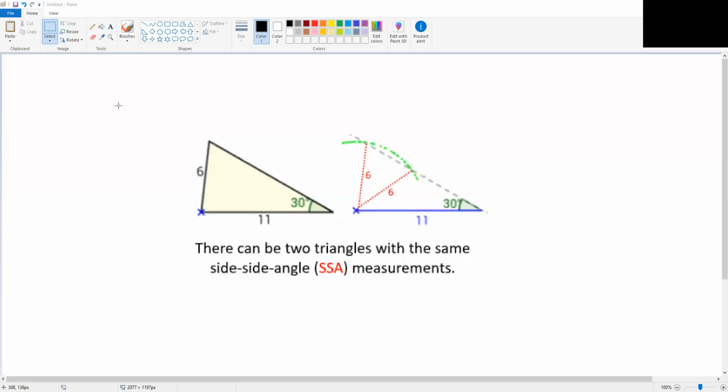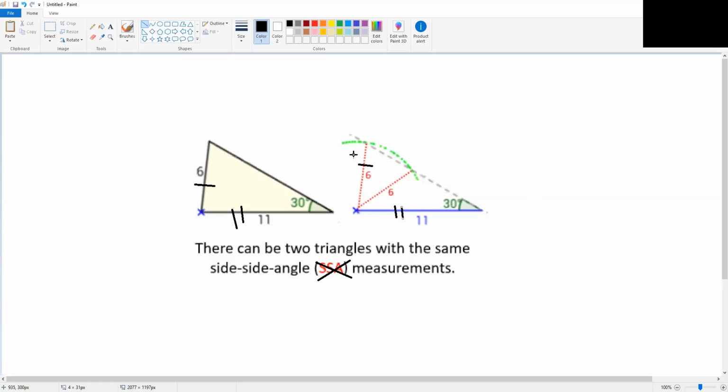Now I want to take a minute to show you why side-side angle does not work to prove that triangles are congruent. So when we say we have side-side angle, that means that we have a corresponding side with a corresponding side. So in this case, 6 with 6, 11 with 11, and then the 30-degree angle with the 30-degree angle. That's side-side angle, where the angle is not included in between the two sides.